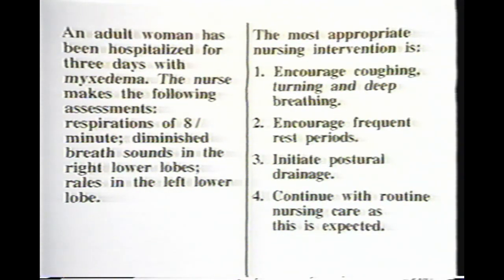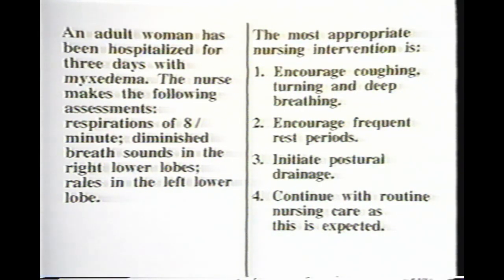Let's do another question. An adult woman has been hospitalized for 3 days with myxedema. The nurse makes the following assessments: respirations of 8 per minute, diminished breath sounds in the right lower lobe, rales in the left lower lobe. The most appropriate nursing intervention is, number 1, encourage coughing, turning, and deep breathing. 2, encourage frequent rest periods. 3, initiate postural drainage. Or 4, continue with routine nursing care as this is expected.